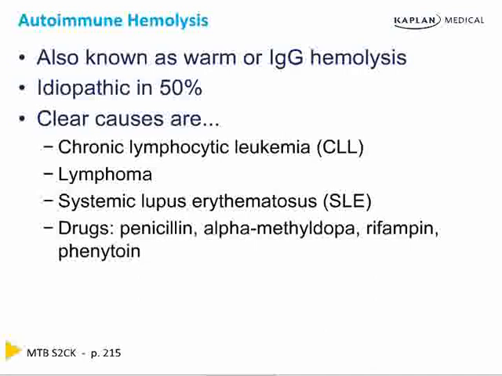Drugs such as penicillin, sulfa drugs, allopurinol, alpha-methyldopa. Alpha-methyldopa is a drug we don't use at all anymore. It's safe in pregnancy, but we don't routinely use that as a blood pressure medication, but it does show up a lot as a cause of hemolysis on Step 2 USMLE exams.